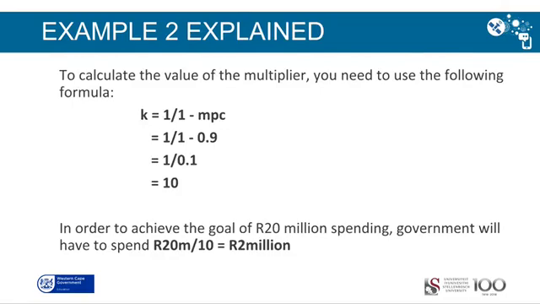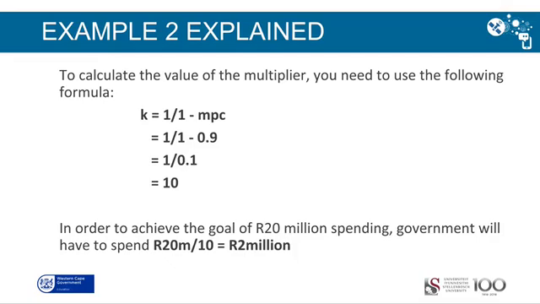So first of all, we're going to calculate the size of the multiplier. So K is equal to 1 over 1 minus MPC. And we were told that the MPC is 0.9, so therefore that is equal to 1 over 1 minus 0.9, which gives you an answer of 1 divided by 0.1. So therefore the value of the multiplier is equal to 10.